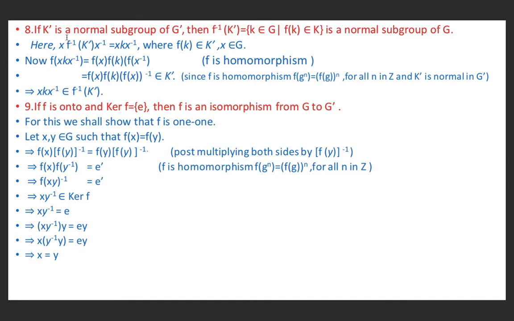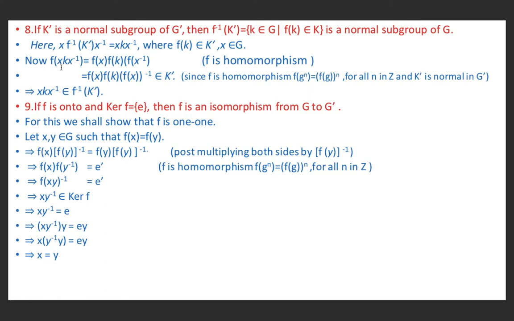Now, the eighth property is, if K' is a normal subgroup of G', then f inverse K', equal to the set of k belonging to G such that f(k) belongs to K', is a normal subgroup of G. Here x (f inverse K') x inverse is equal to x k x inverse, where f(k) belongs to K' and x belongs to G. So here we can write f inverse K' is equal to the set of k, because by definition f inverse K' equal to k belonging to G such that f(k) belongs to K'. So x k x inverse.